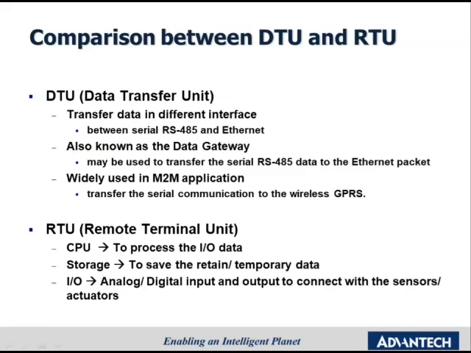For example, a DTU may be used to transfer the serial RS-485 data to the Ethernet packet, and in Advantech, we usually call these products data gateway or device server. This system structure is widely used in machine-to-machine applications. There are also some DTUs that could be used to transfer the serial communication to the wireless GPRS.